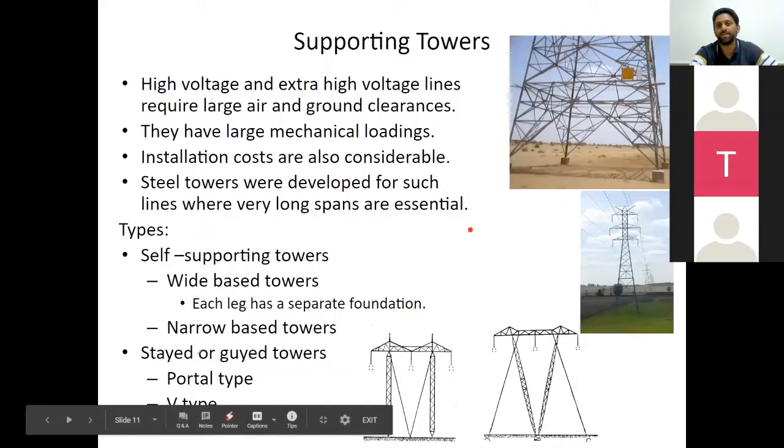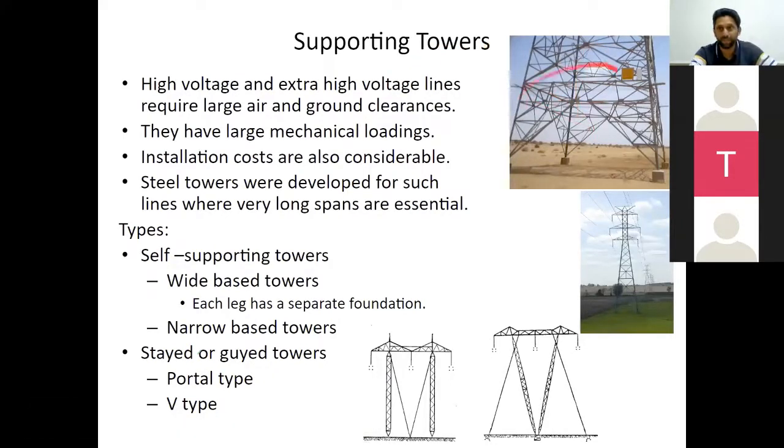Second type of support, as I told you, is towers. That is the one which you normally see, like you see in this picture. These are the towers. This is used for high voltage and extra high voltage lines, that is, transmission purpose. They have large mechanical loadings, so they are mechanically stronger, and installation cost will be considerably higher. Normally it is made of steel only. There is no wooden, no concrete. Towers will be made of steel.